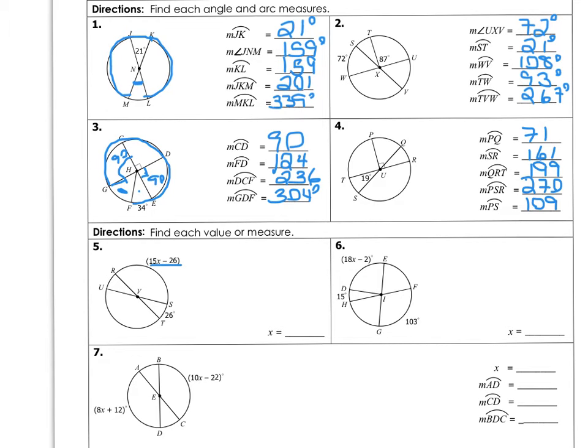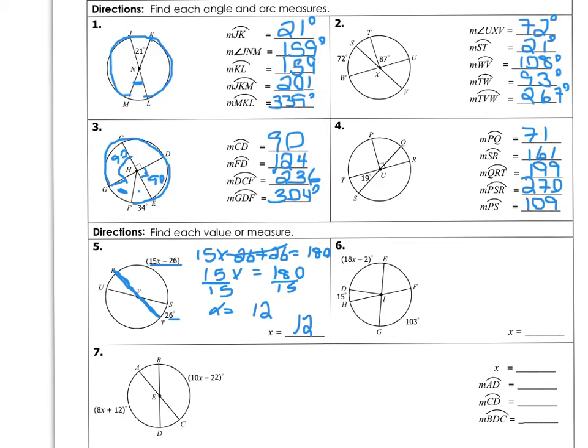So we know that this is 15x minus 26, and we know this is 26. If you look, this right here is the diameter of the circle, which means that whole thing is going to be 180. So I can go 15x minus 26 plus 26 is equal to 180. Well, these two are going to cancel out. So now I've got 15x equals 180. Divide by 15, divide by 15, and x equals 12. Your answer is 12.